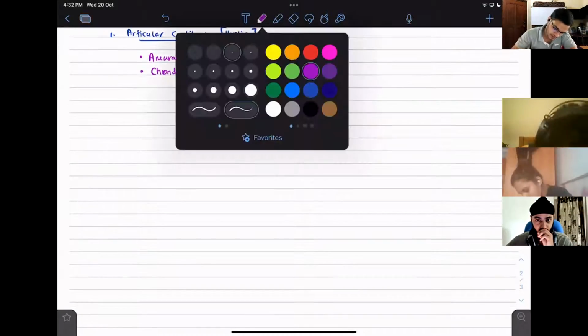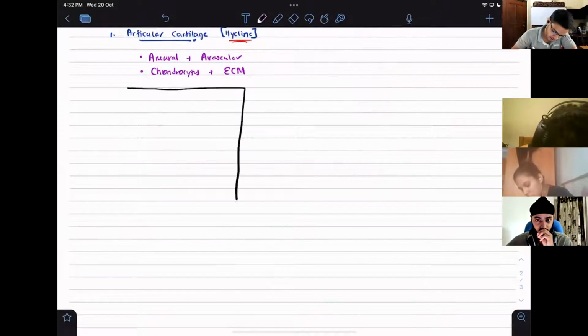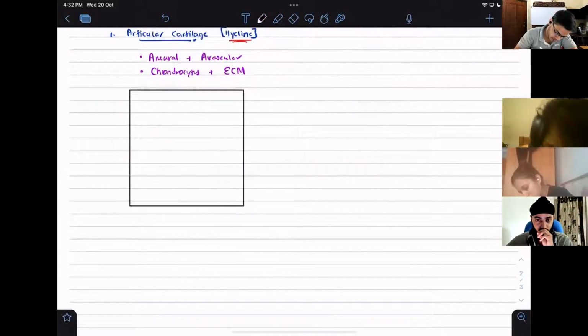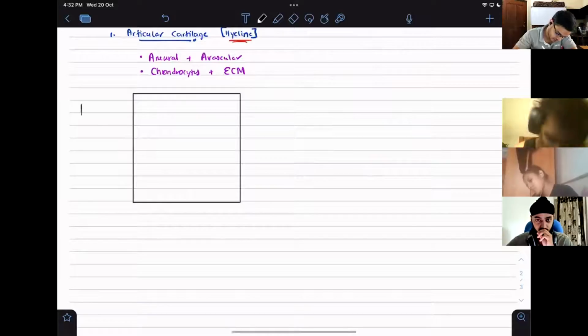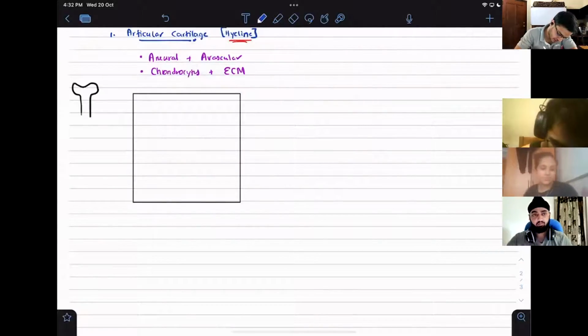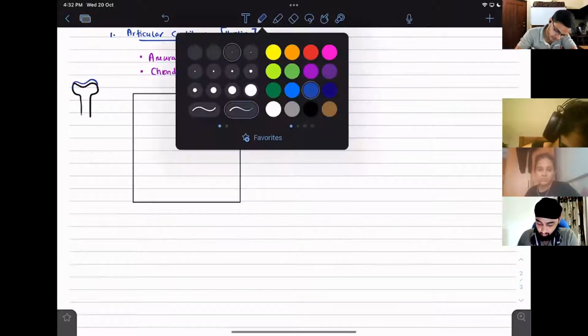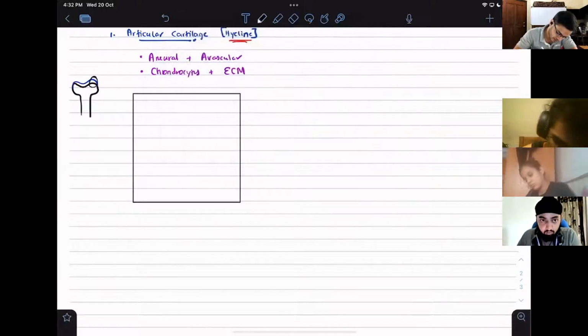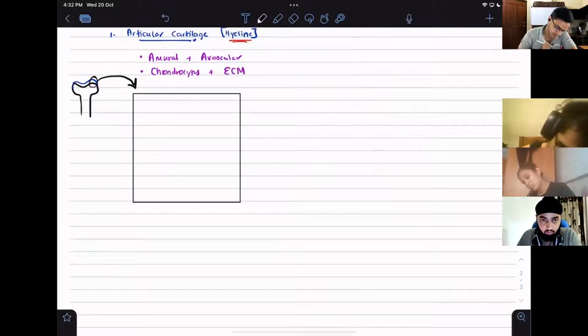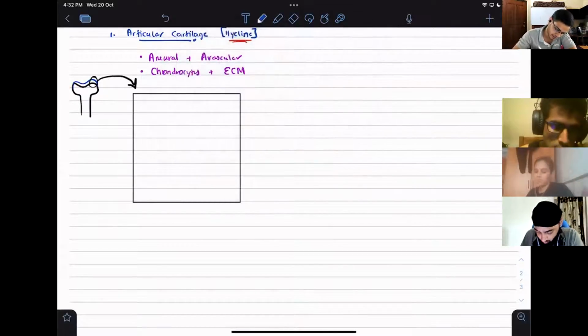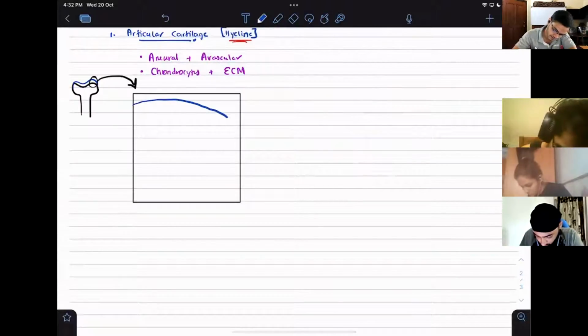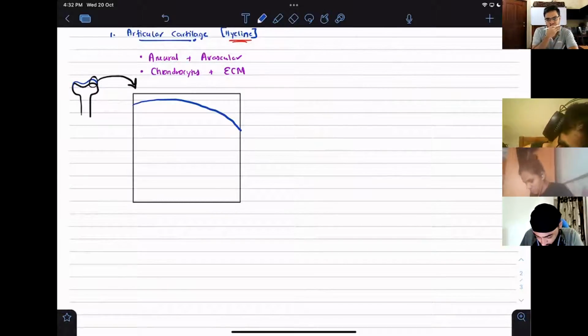Draw it like this, guys. Let's take a small box, right? Now, if this was a bone somewhere here, and let's say we have the cartilage on top of that, we are going to take a small piece from there and look at it. So it's going to look something like this. This is the cartilage piece. Okay, look at this, guys.